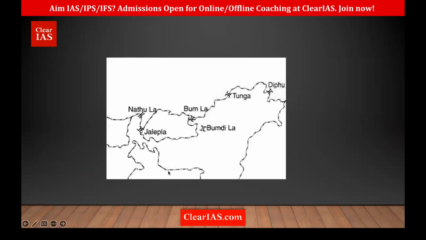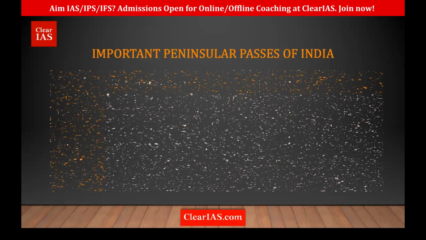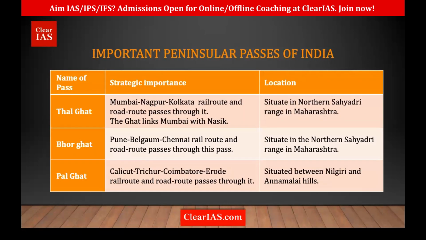So you can see here, there is Nathula and Jelepla. Then Bomdila. This is the Tawang Valley. Then Diphu is here. Yonggyap La is somewhere around here. Apart from that, there are Bumla and Tunga, which connect Arunachal Pradesh to Tibet. Then there are important peninsular passes of South India. In Peninsula India, there are Thal Ghat, Bhor Ghat, and the Palghat gap, three gaps.